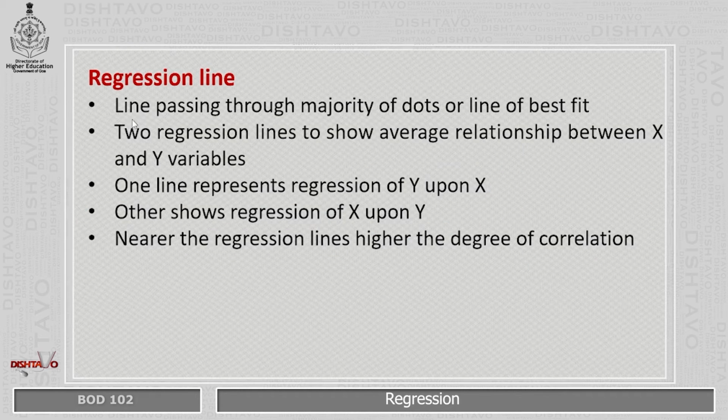So it is the line passing through maximum dots, or the line of best fit, as it is called. So two regression lines show the average relationship between x and y variables. One line represents regression of y upon x and the other shows regression of x upon y. Nearer the regression lines, higher will be the degree of correlation.